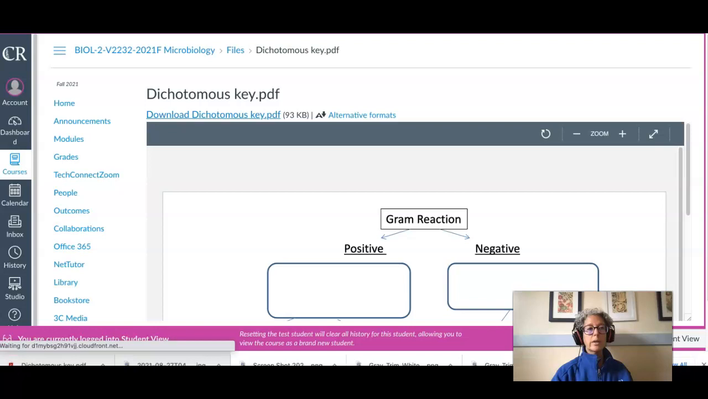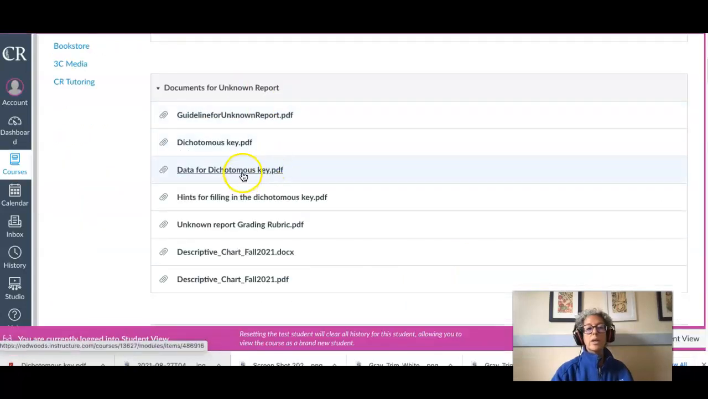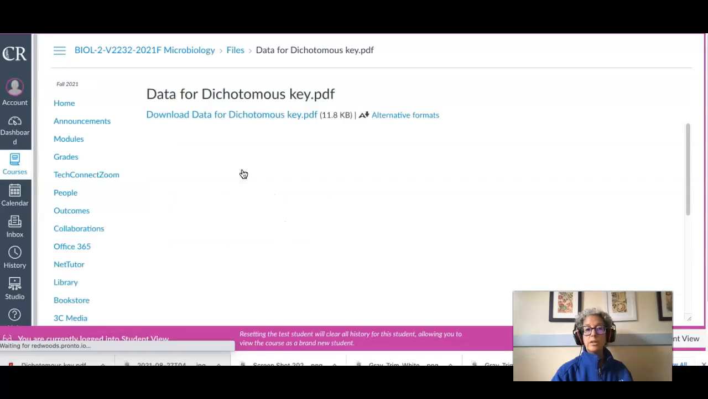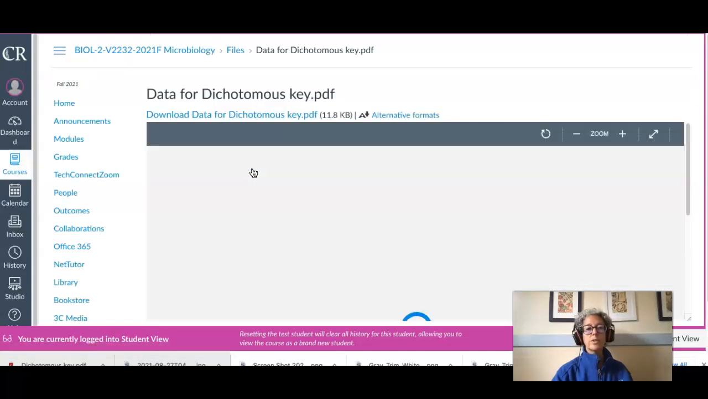Let's go back. The data, oops, let's not do the key yet. Let's look at the data for the dichotomous key.